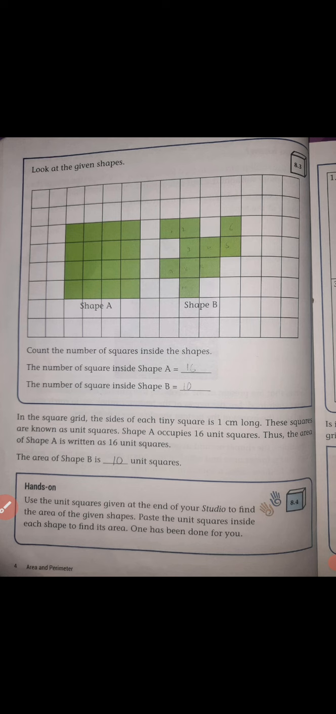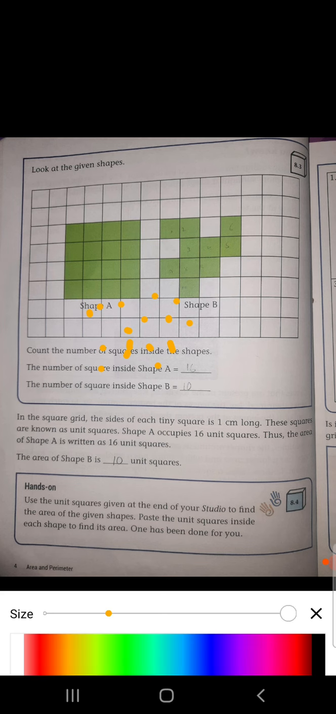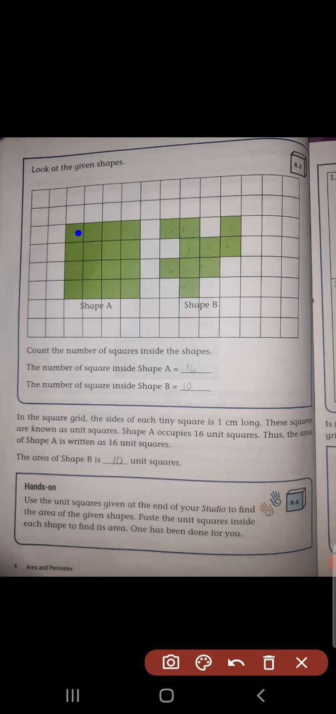Now what you should do is count the number of squares inside shape A. First we will count shape A. 1, 2, 3, 4, 5, 6, 7, 8, 9, 10, 11, 12, 13, 14, 15, 16. In total we have 16 squares in shape A. So the area of that square is 16 square units. You see it is already written here, 16.